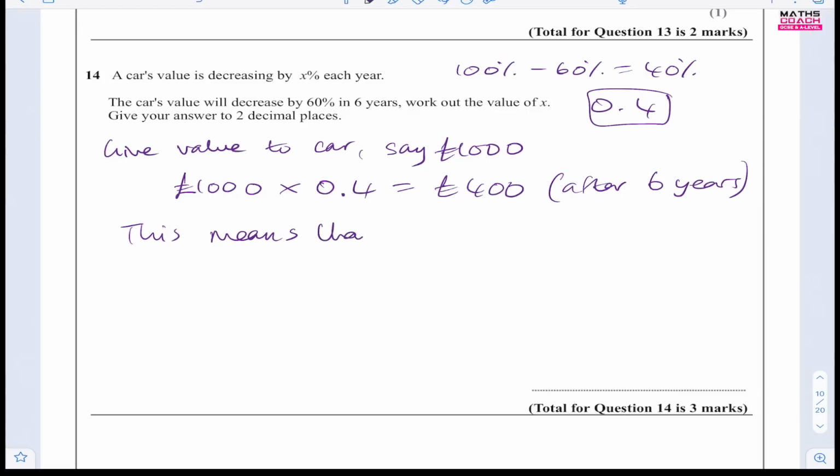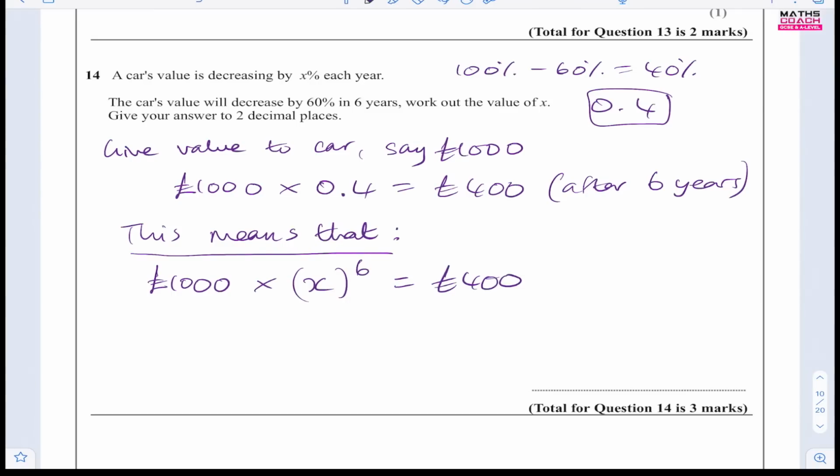This means that if I were to take the original value of the car, let's say 1,000, as we said, times it by our multiplier, which we know is a decrease of X% each year, so times by x to the power of 6, because we are dealing with compound interest here, we have to have a value of £400 after 6 years. So we're just going to deal with this algebraically by solving this. The first thing we're going to do is divide by 1000. So we're going to have x to the power of 6 on this side, and we're going to do 400 divided by 1000. Division, because it's the opposite of multiplying, and we want to get rid of the 1000. This gives us x to the power of 6 as 0.4.